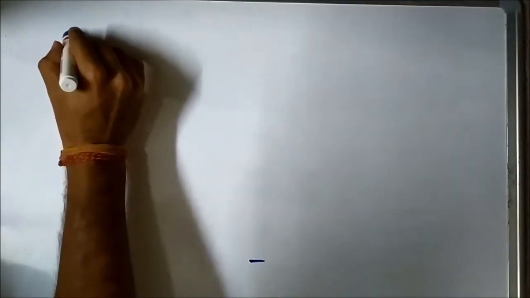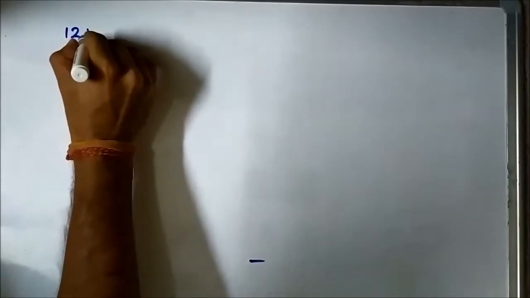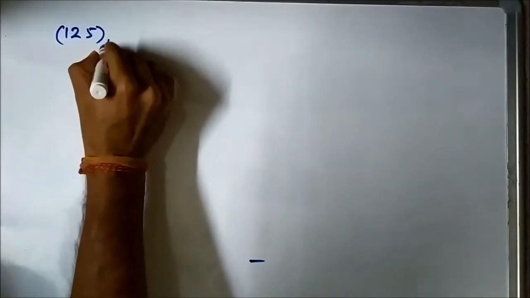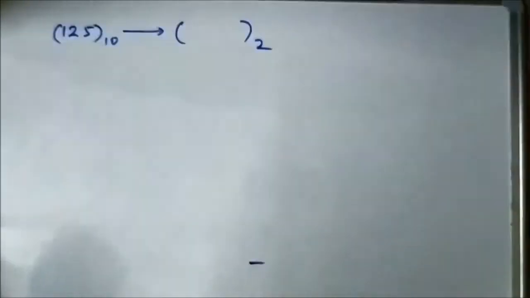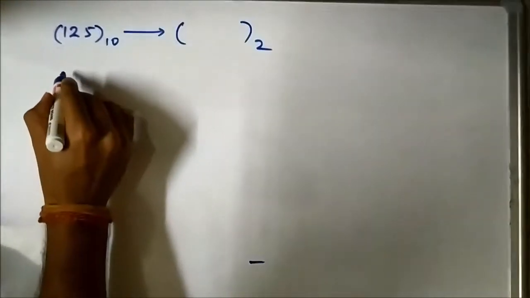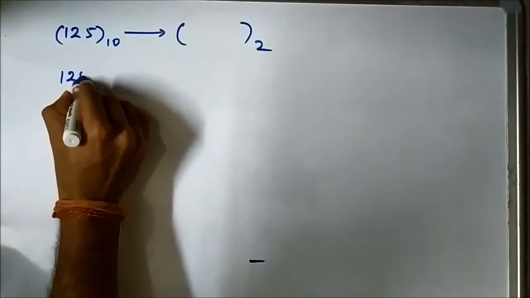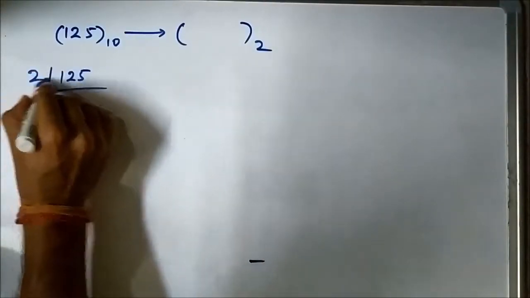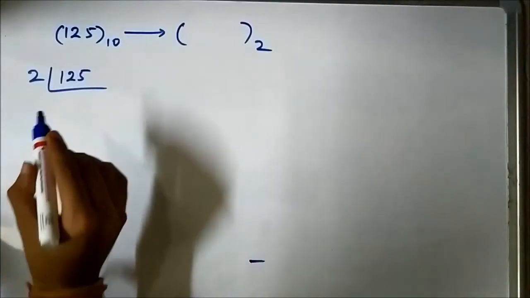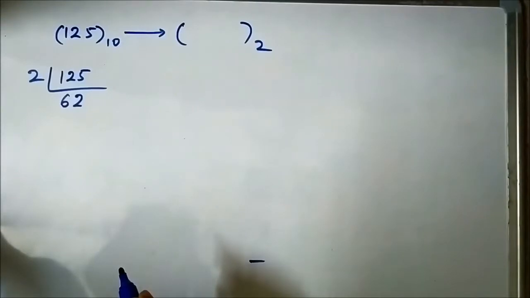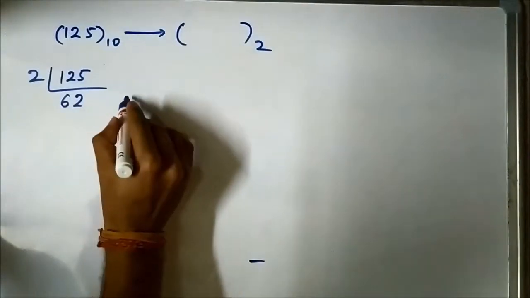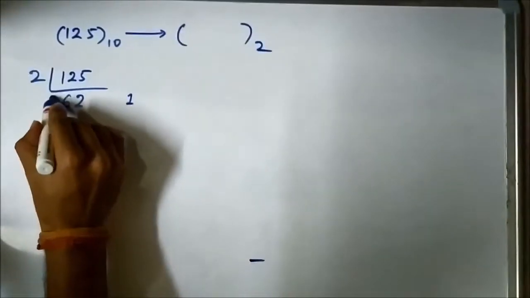Now let us take another number. Let's say an odd number we will take this time. Let's say 125, a decimal number, and we have to convert it into binary form. So again we will do the same thing. 125, we divide it by 2. So it will be 62. 2 into 62 is 124. So the remainder will be 1.